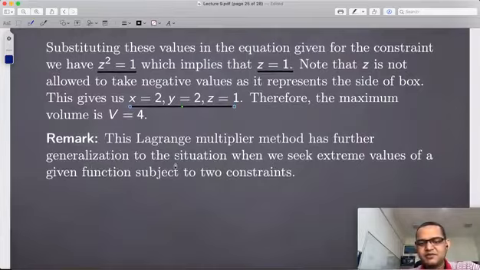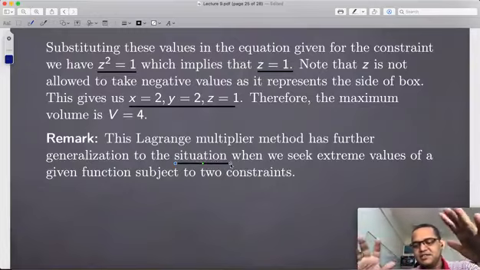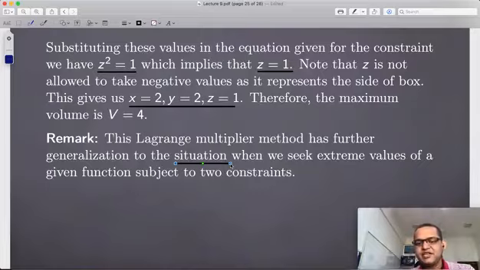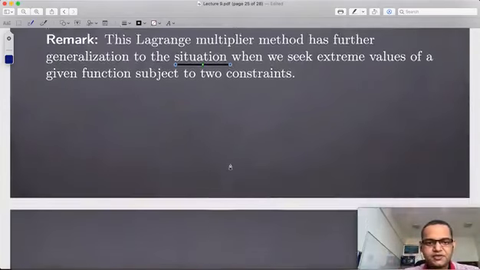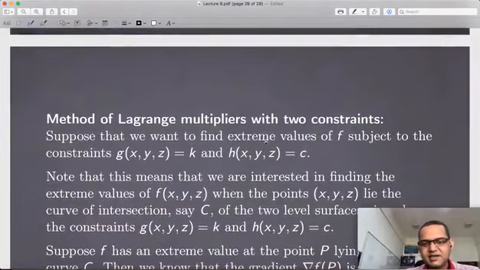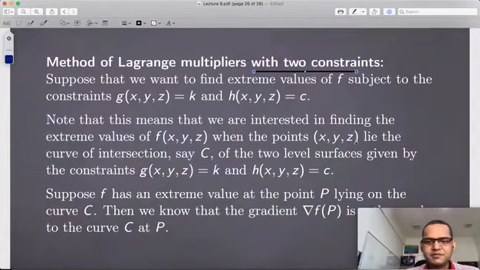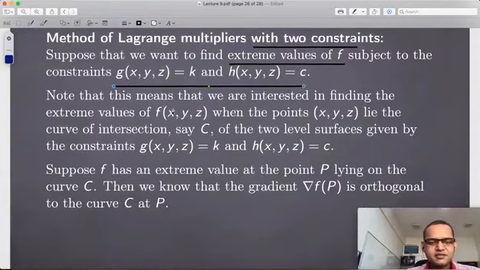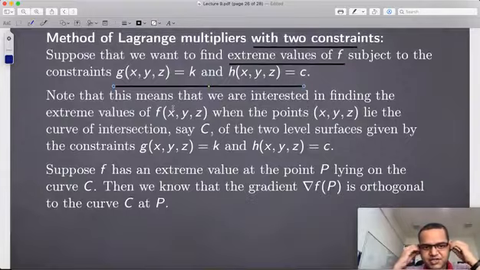Instead of asking for one constraint and the maximum of the function on that constraint, we can also have a situation with, let's say, two level surfaces, and we want the maximum value on the intersection of those. That means I can have two constraints. That can also be addressed by this method, which is referred to as the method with two constraints. So the situation will be like that: we want to find extreme values of f and the constraints are given by these two level surfaces. Just try to understand what is going to happen in this situation.